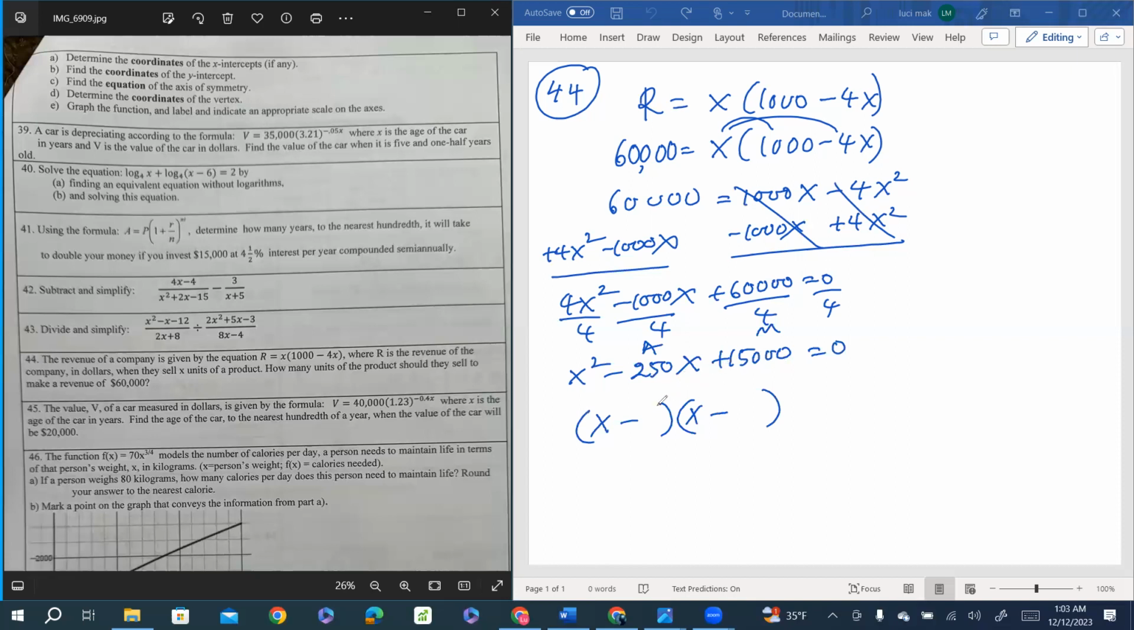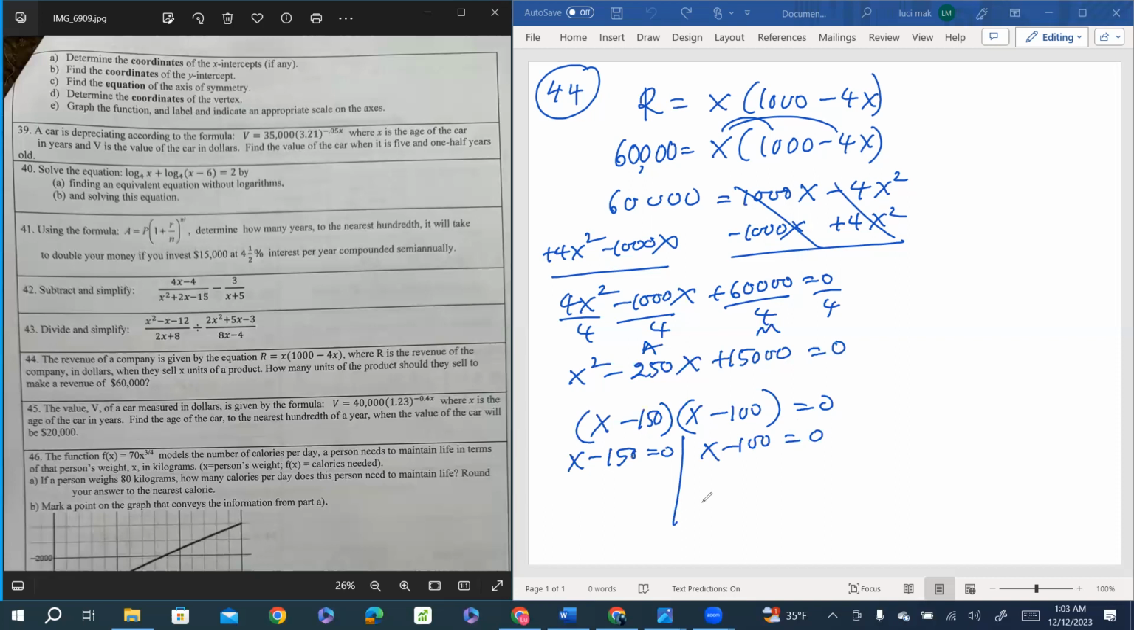So I believe it's 150 times 100. That seems to be correct. Let me check. 150 times 100 is 15,000. 150 plus 100 is 250, and with both negative, that's negative 250. That's correct. So either x minus 150 is 0 or x minus 100 is 0.